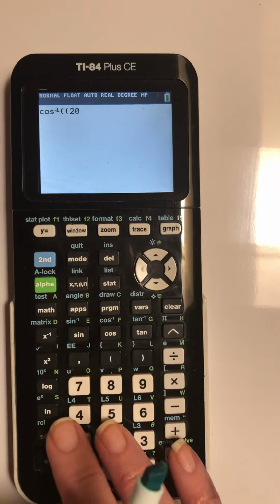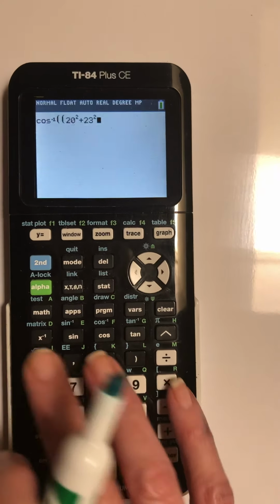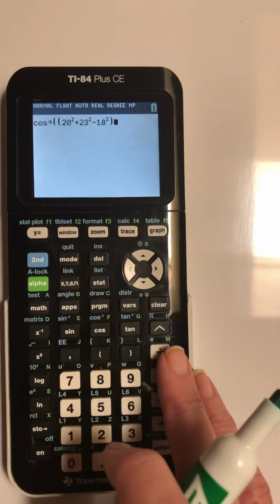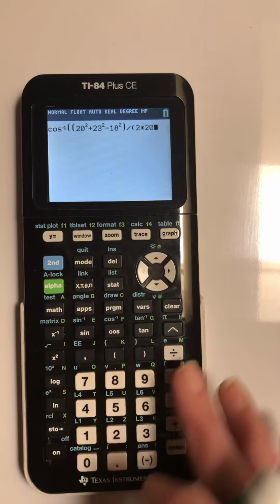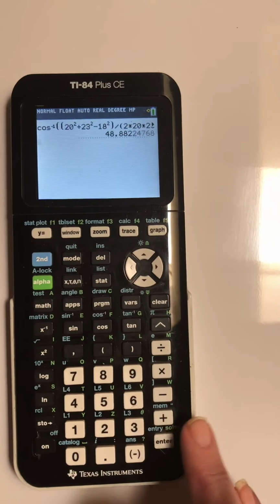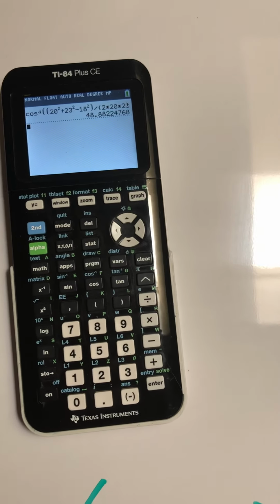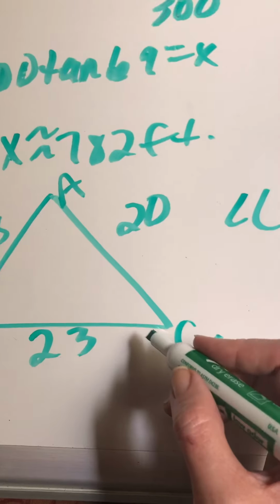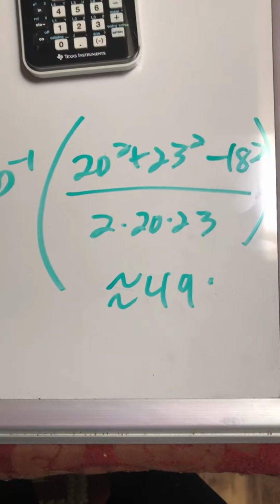Then you're going to put all that numerator in it. So 20 squared plus 23 squared minus 18 squared, and you go to close parentheses around the numerator. Then you're going to divide by 2 times 20 times 23. And that's going to give you 48.8, which I want rounded to the nearest whole number, so 49. So angle C is 49. That's the only angle you want to find. That's how you find it using law of cosines.